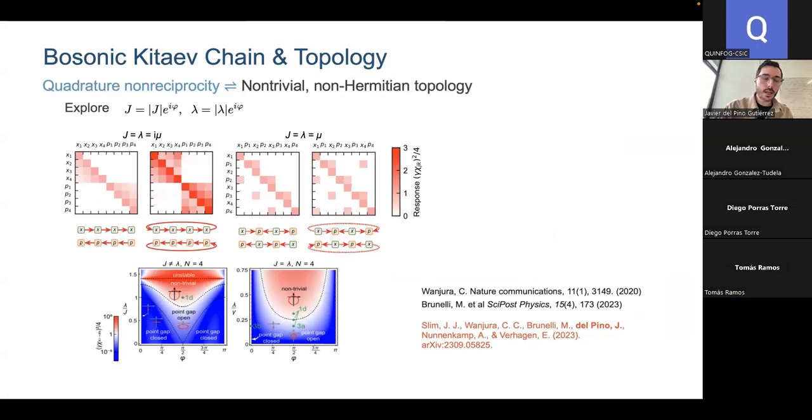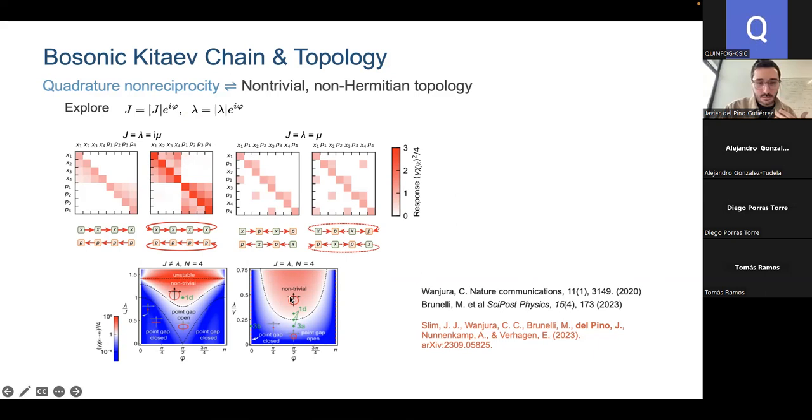In our system, we could tune the hopping and the two mode squeezing interactions, not only in amplitude, but also in phase, in a way that we can come into the topological regime, which is actually the regime where directional amplification happens, and out of it. So this is what these diagrams aim to show.